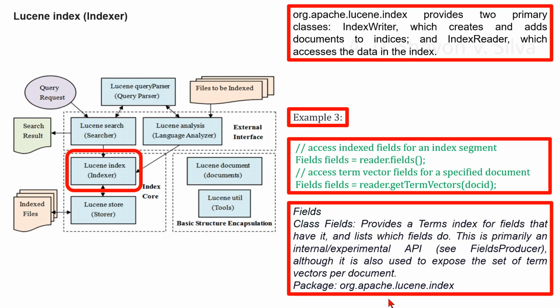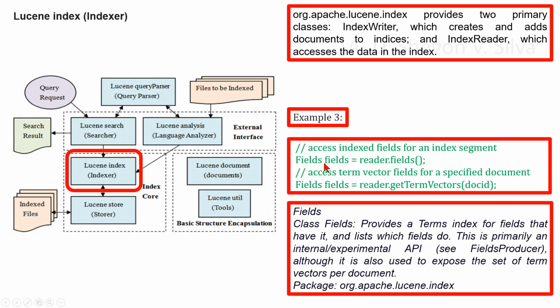Here you can see the class Fields, which provides the terms index for fields that have it and lists which fields do. This is primarily an internal experimental API, FieldsProducer, although it is also used to expose the set of term vectors per document. This is in package org.apache.lucene.index.